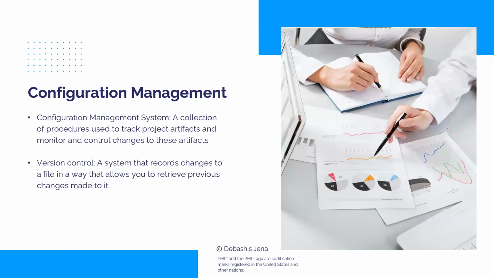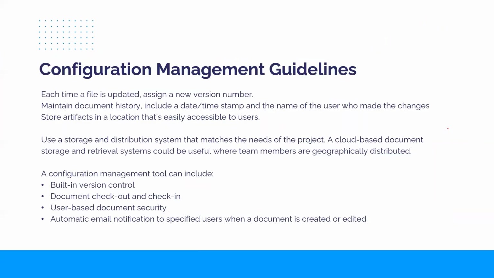Okay. Now, a bit on configuration management, version control. A few guidelines. Each time a file is updated, we would assign a new version number, right? We come up with a later version of that. We would like to maintain a document history, and include a date-time stamp for when the change was made.